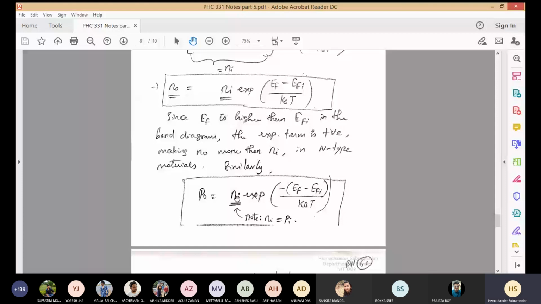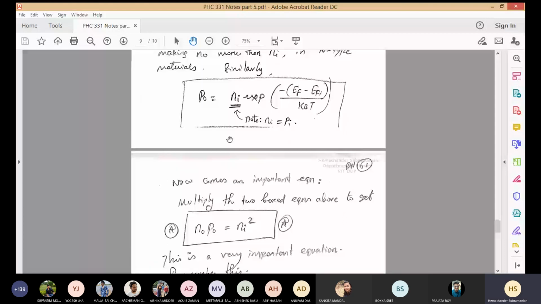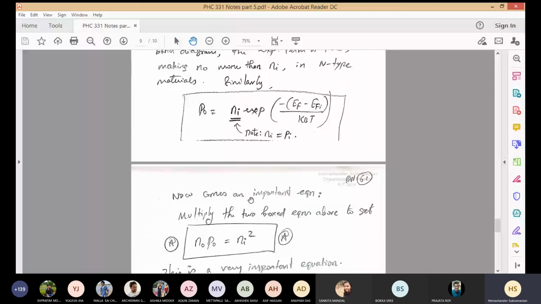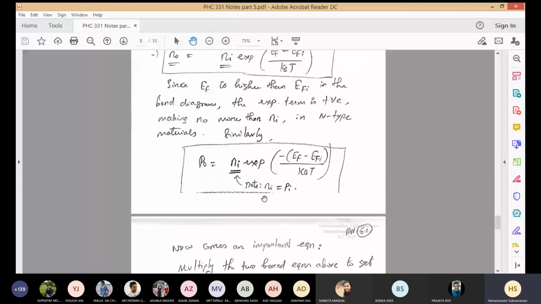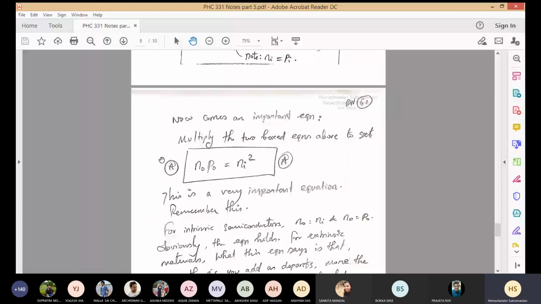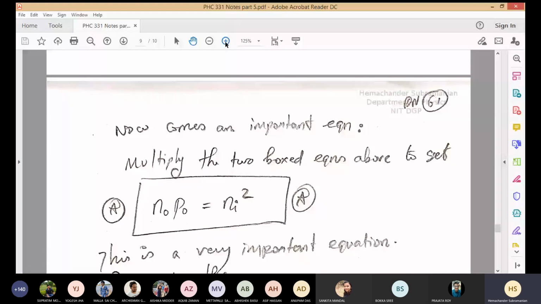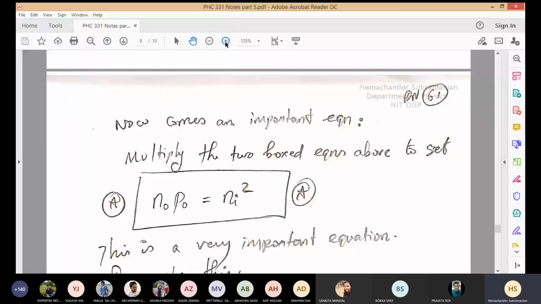So you have two equations, N0 and P0. When you multiply those two, this is exponential of some x, this is exponential of minus x. So when you multiply them, they cancel each other out. What you get is N0 P0 equals Ni squared. This is an extremely important equation. You have to remember that. You will quite possibly get problems involving this equation in your exam, so you better remember it.